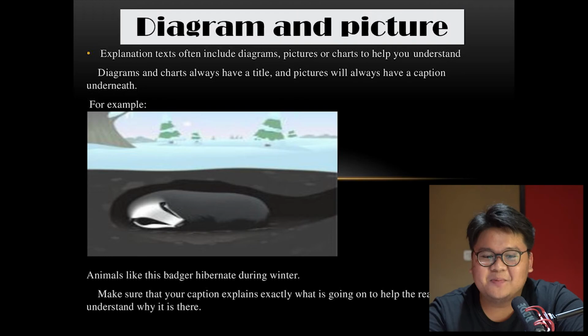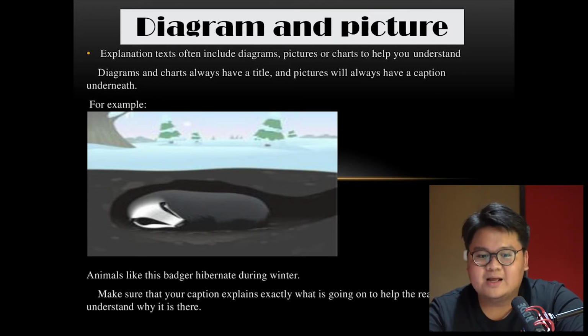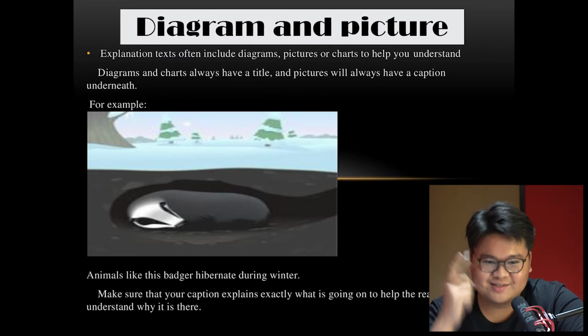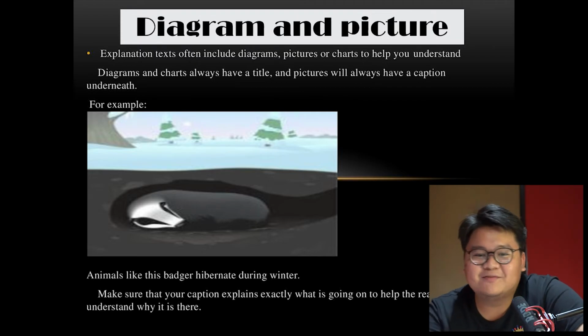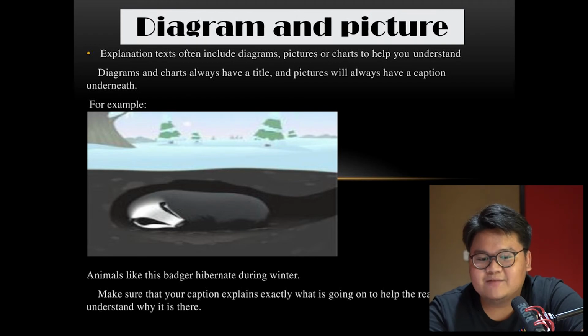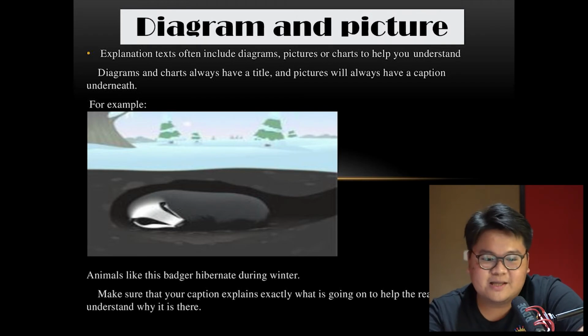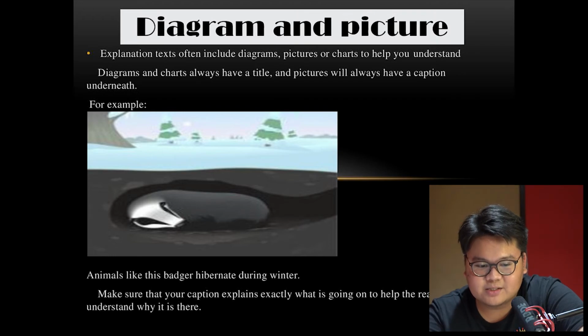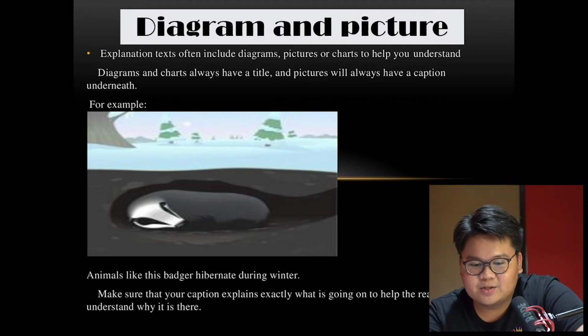Next, diagrams and pictures. Explanation texts often include diagrams, pictures, or charts, to help you understand. Diagrams and charts always have a title, and a picture will always have a caption underneath. For example, there's a fox. Animals like this, there's a badger actually. Animals like this badger hibernate during the winter.